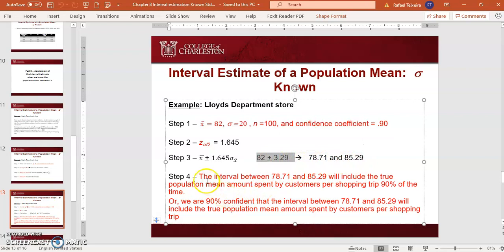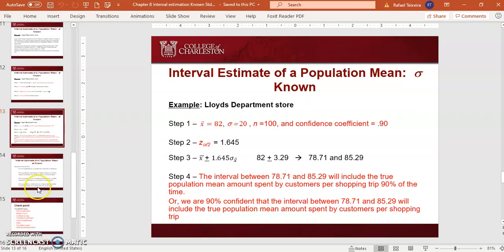So this interval between 78.71 and 85.29 will include the true population mean amount spent by customers per shopping trip 90% of the time, or we are 90% confident that the interval between 78.71 and 85.29 will include the true population mean amount spent by customers per shopping trip.